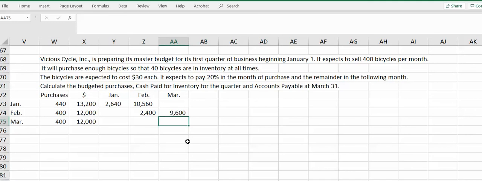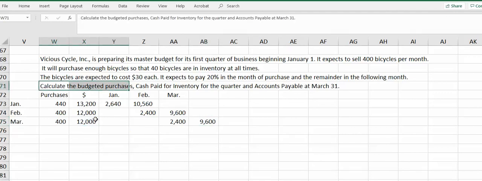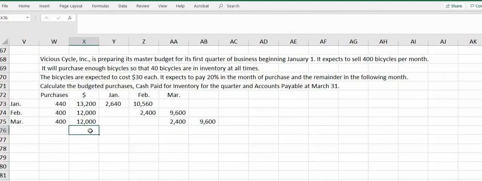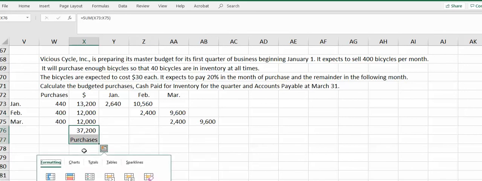So in March, we're going to pay, again, 20% of the March purchases, and the rest in April. What is the calculated budget for purchases? Your purchases, I'll put it right here, is the sum of the 3 months. In other words, the purchases for the quarter. So that's your purchases for the quarter. So I'm going to bold that. That's your first answer for this particular problem.